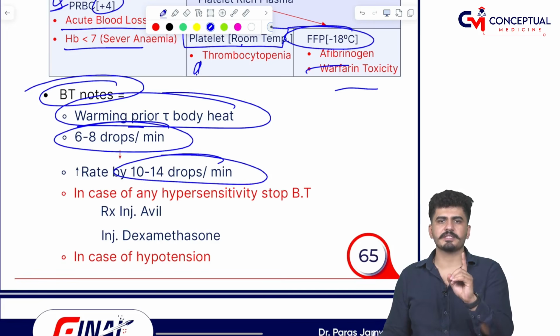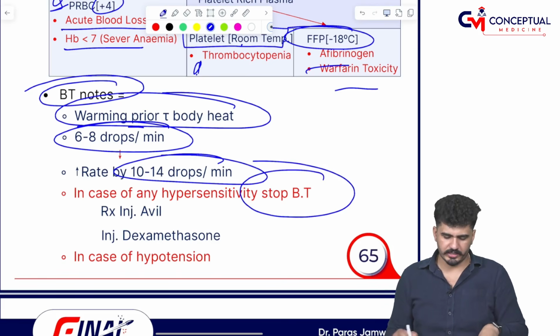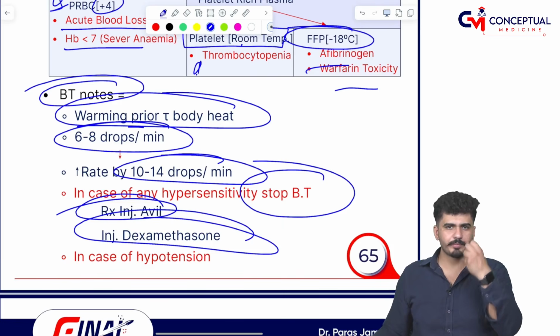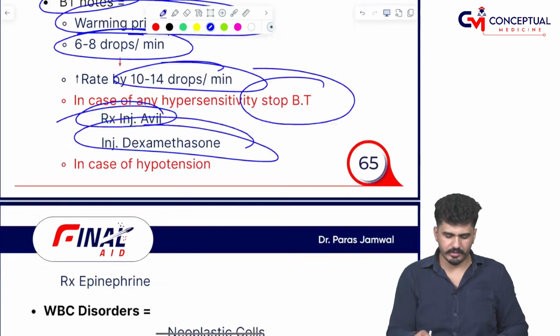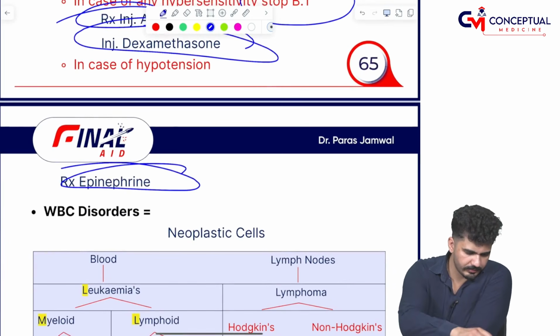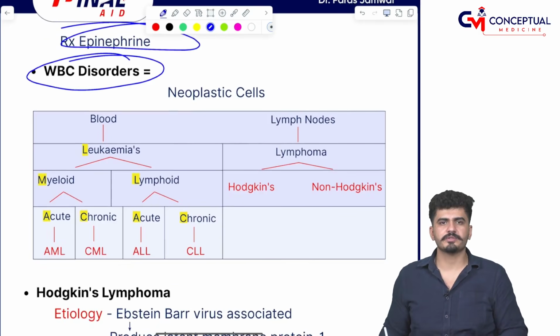In case of a hypersensitivity, the number one thing you are going to do is stop the blood transfusion and give injection Avil and some steroid like dexamethasone. If hypotension is there, give the ADR, that is your epinephrine. Done. Theek hai, chalo. Now coming to the WBC disorders.